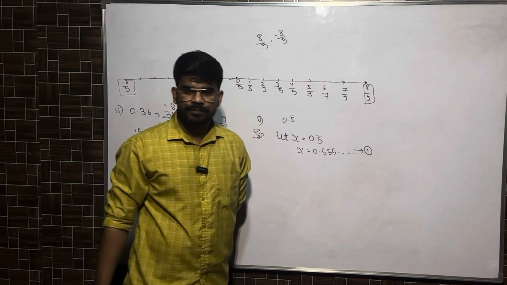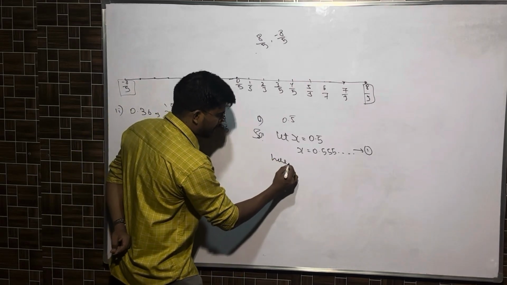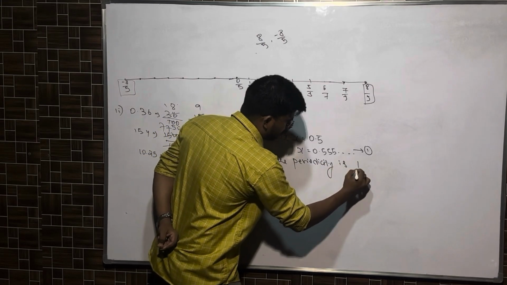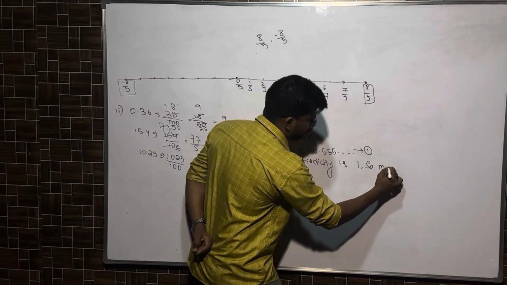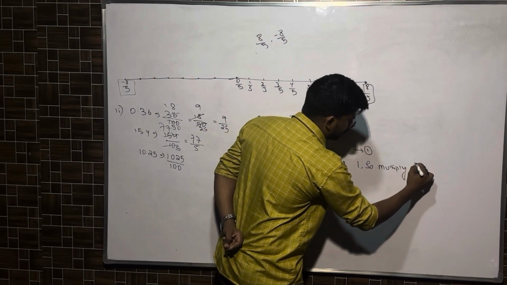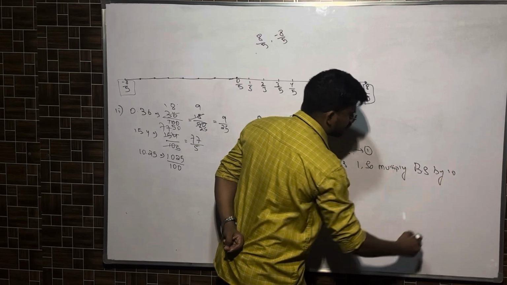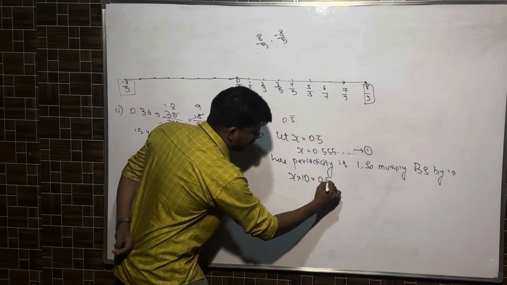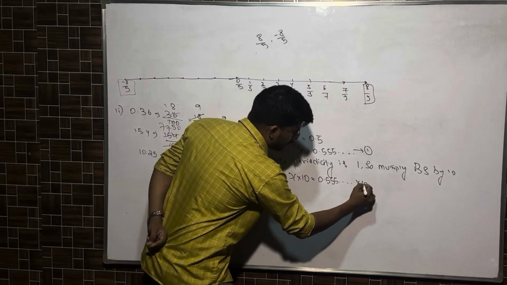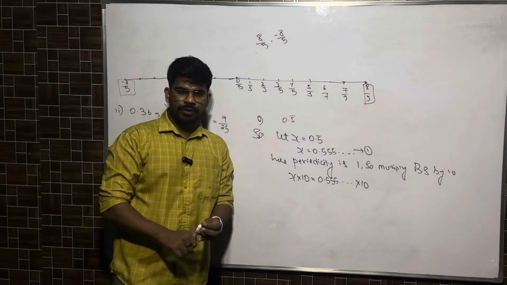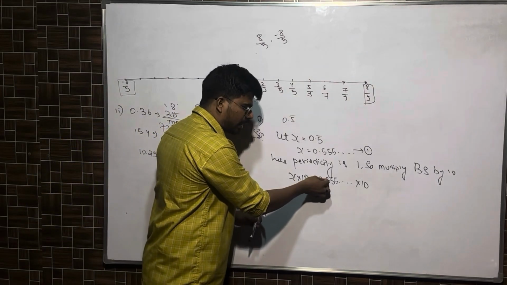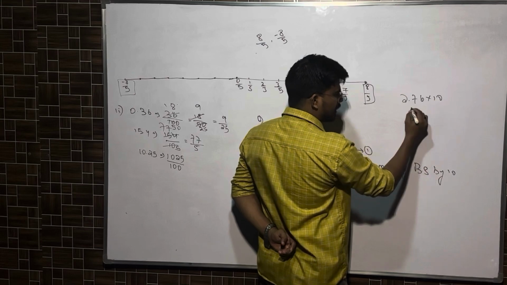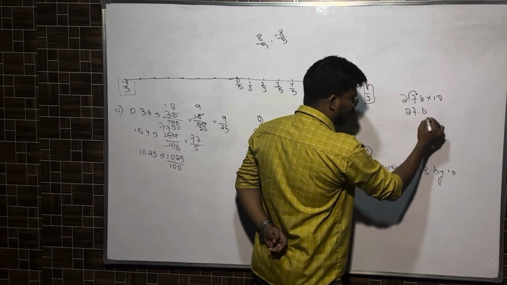What is the periodicity here? 1. Here you have to write this statement: here periodicity is 1. So multiply both sides by 10. x into 10 is equal to 0.555 and so on into 10. You know how to multiply by 10, you know that logic, right? If you multiply by 10, the point will be shifted to the right side. Suppose if I have 2.76 and I am multiplying by 10, the point will shift over here. It will become 27.6.